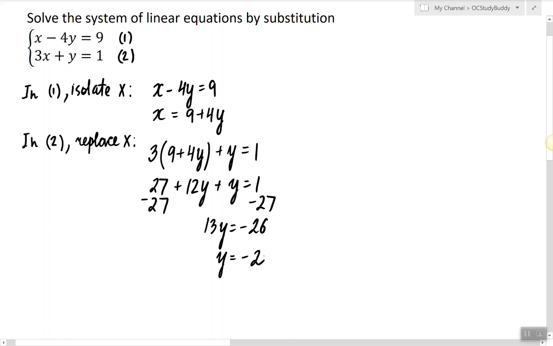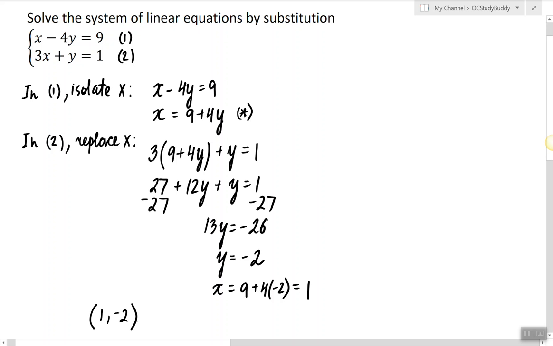And now to find x, I'm going to use this equation that I obtained earlier, and I'm going to just plug in y equals negative 2 in that formula. So we have 9 plus 4 times negative 2, x equals 1. So the solution is x equals 1, y equals negative 2, and we write it as an ordered pair.